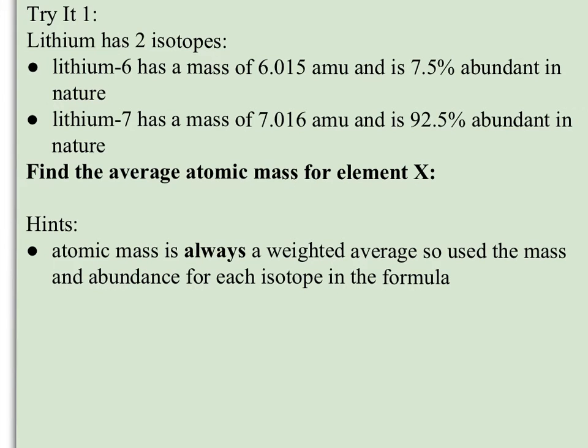Let's look at some examples. Lithium has 2 isotopes. Lithium-6 has a mass of 6.015 AMU and is 7.5% abundant in nature. Lithium-7 has a mass of 7.016 AMU and is 92.5% abundant in nature. Find the average atomic mass for the element. My hint says atomic mass is always a weighted average, so use the mass and abundance for each isotope in the formula. I'm going to go to another slide and work through my solution. If you want to pause and try it on your own first, this would be a good place to pause the video, and then we'll look at the solution together.